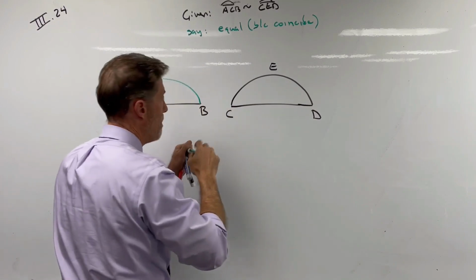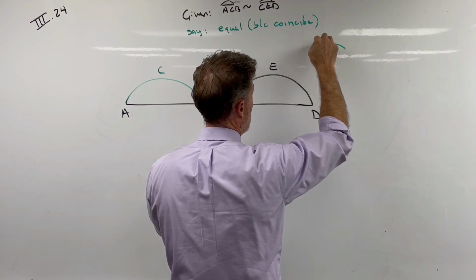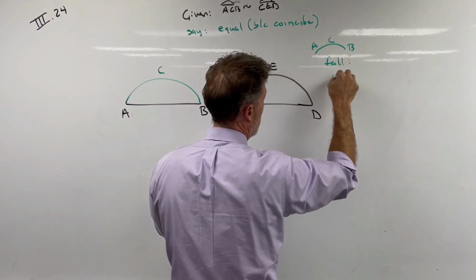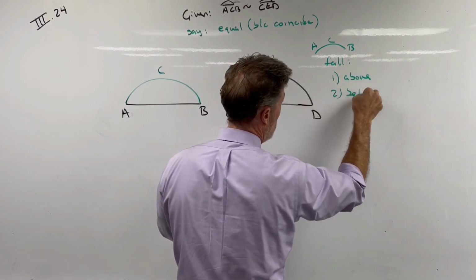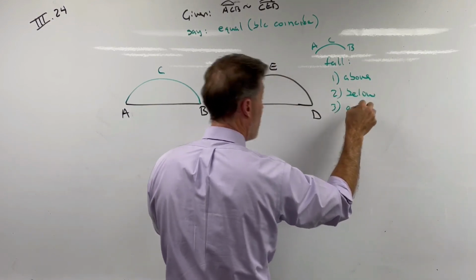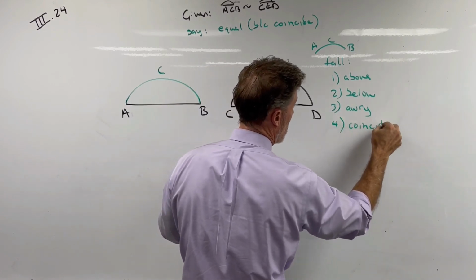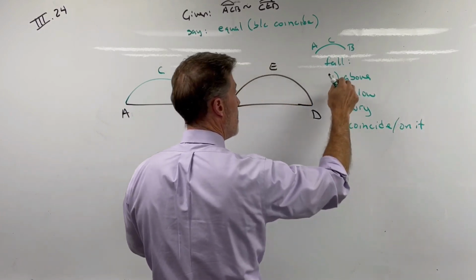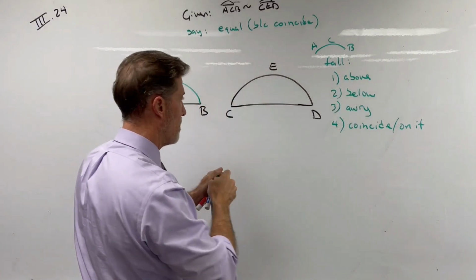There are only four possibilities for the curved part, ACB. It will fall in one of four ways. It will either fall above this segment, below this curve, above and below at the same time, which we'll call awry, or finally it will perfectly coincide. And what we're going to show is that it will not do any of the first three things, therefore it must do this fourth thing and perfectly coincide.